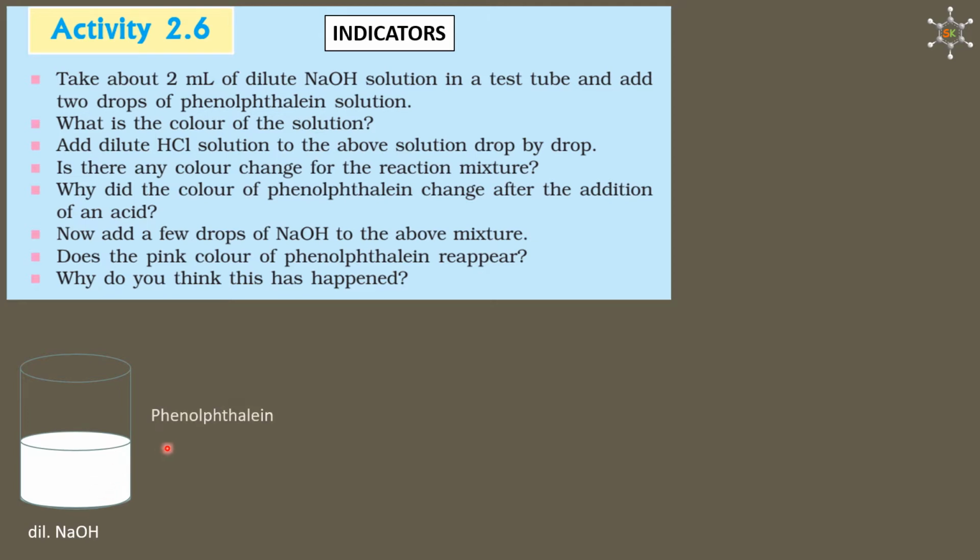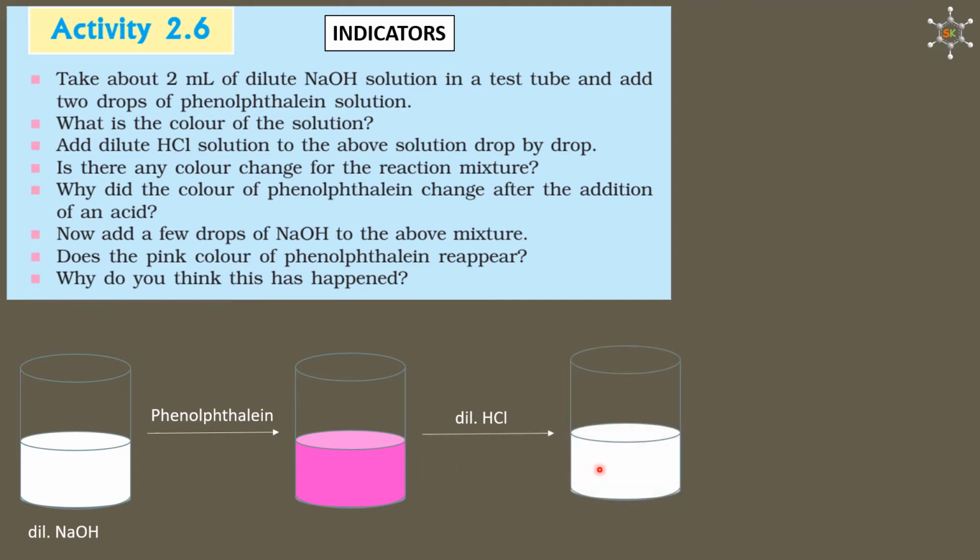We are asked to add phenolphthalein indicator to dilute sodium hydroxide solution. After the addition of phenolphthalein, the color of the solution changes to pink, meaning phenolphthalein indicator becomes pink in basic medium. To this solution, now we are asked to add dilute hydrochloric acid drop by drop. When we start to add dilute hydrochloric acid to this solution, the pink color of the solution starts to become dull. At one point, it becomes colorless.